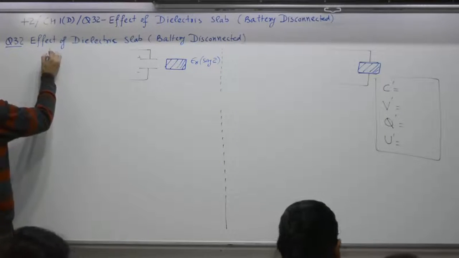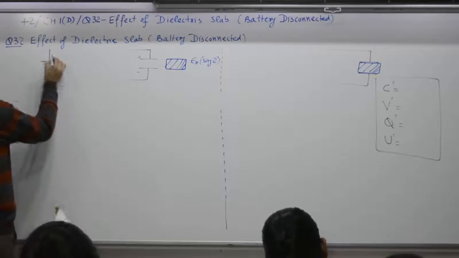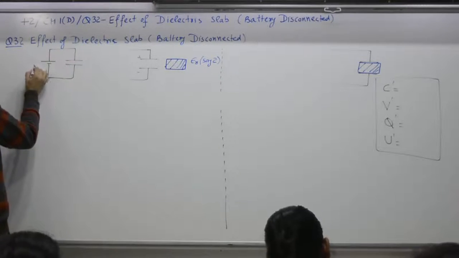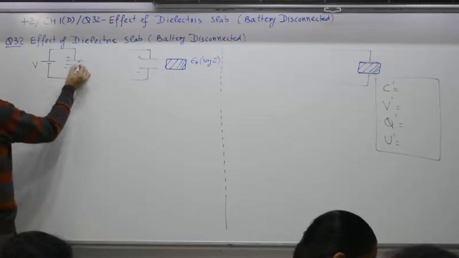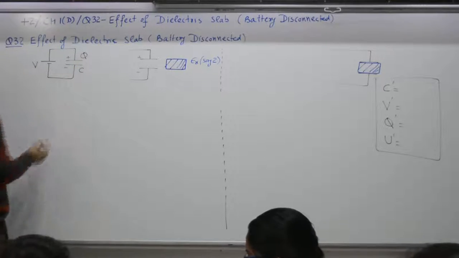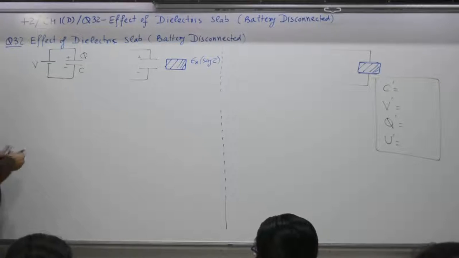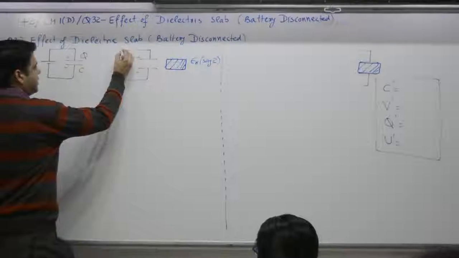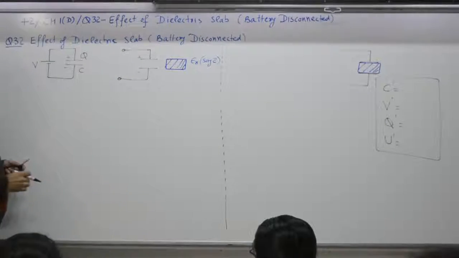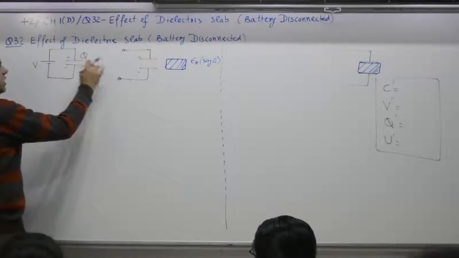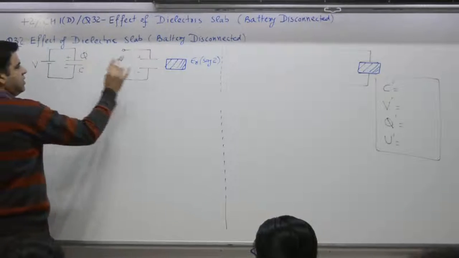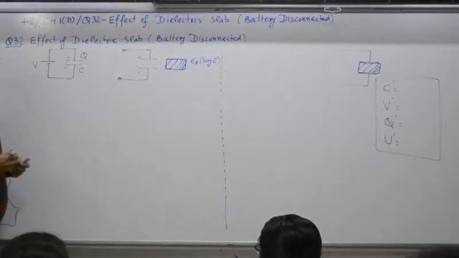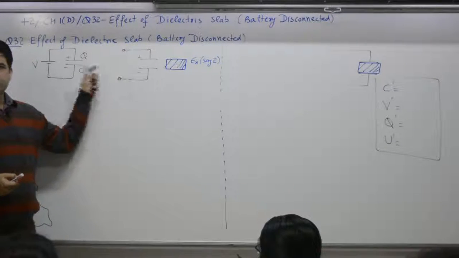First step, take a capacitor, apply a voltage V, you get charge Q, capacitance is C. So once you charge it, then you disconnect the battery. The battery is disconnected, the charge across the capacitor is the same, capacitance is as it is, and the voltage across the capacitor is also V.